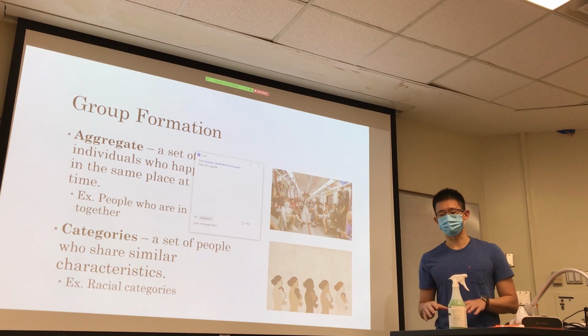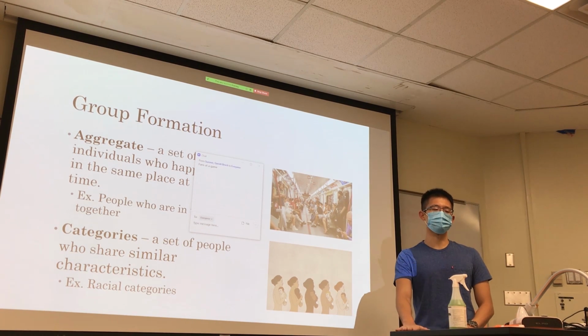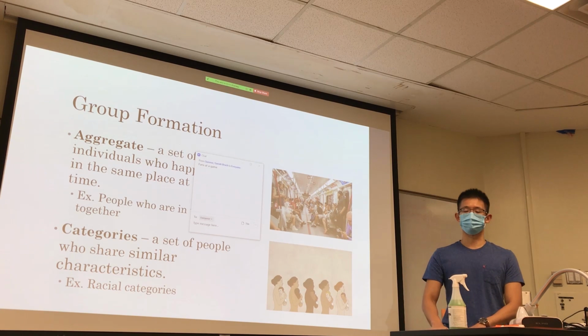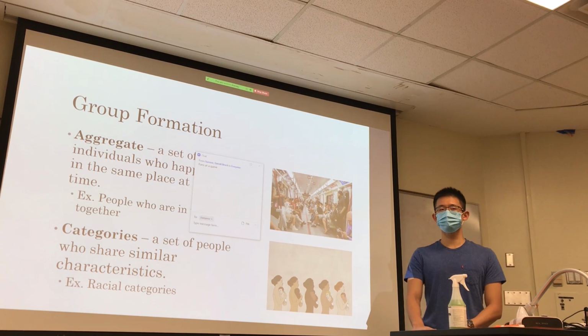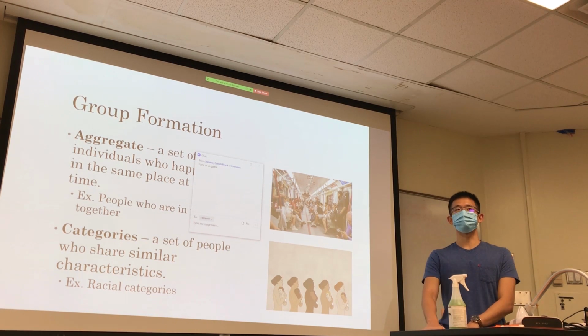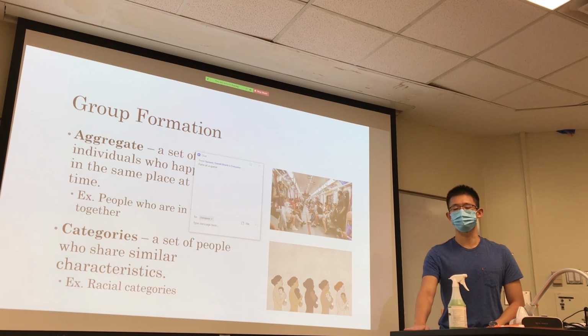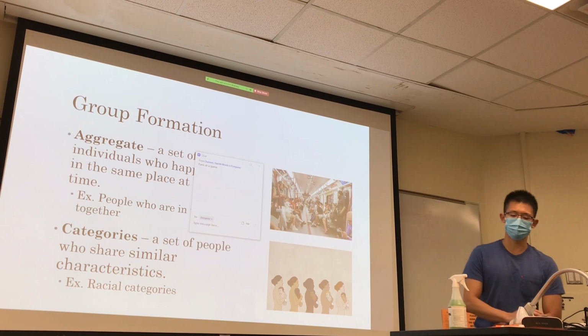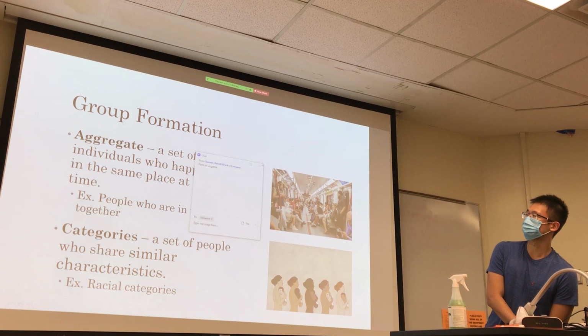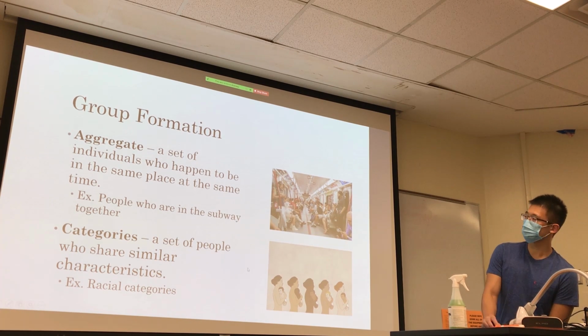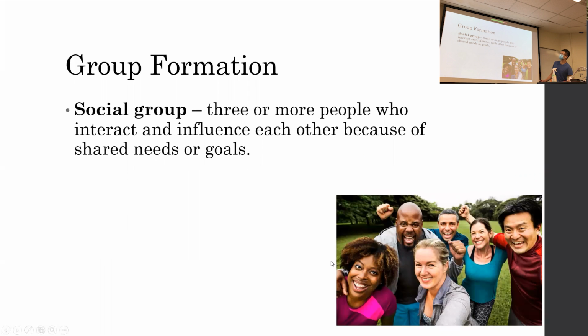Let's say the Lakers are playing the Clippers, and are all the fans Lakers fans? If so, they might be a group, right? But if they're Lakers fans and Clippers fans, it might be just an aggregate. All right, very good. So just make sure you know the difference between aggregates and categories. Should be pretty simple. Next, we have social group.